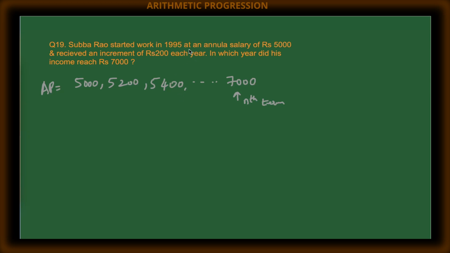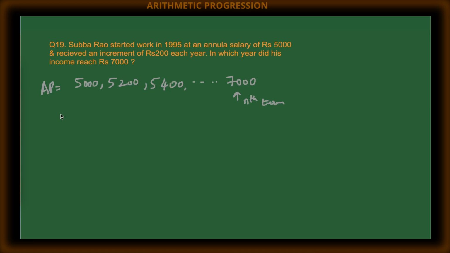Reading it here, it is saying in 1995 he started and the starting salary is 5,000, with an increment of rupees 200 each year. So this is the sequence of the salary every year, an arithmetic progression. It reached up to 7,000. So the question here is, in which year did his income reach 7,000? So this is the nth, the last term. We need to find its position, the nth term, the year in which the salary became 7,000.